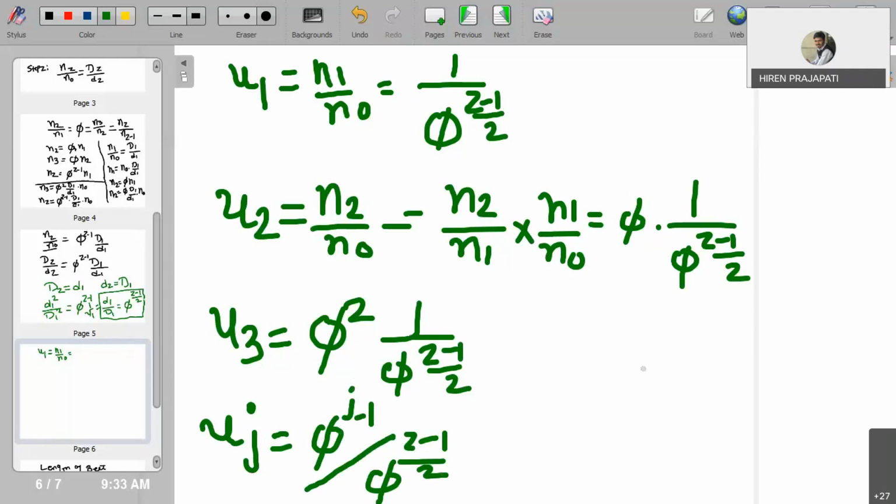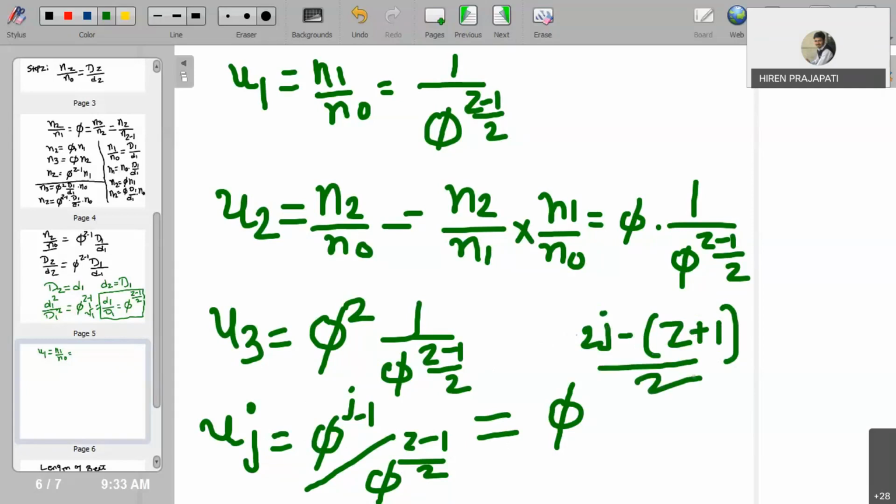So if you simplify this, then what we get is the transmission ratio for an intermediate speed step equals phi, just take (j minus 1) minus (z minus 1) by 2 as a power of phi. Then what we'll get is phi to the power (2j minus z plus 1) by 2. Fine. So this is the equation for any intermediate speed uj.